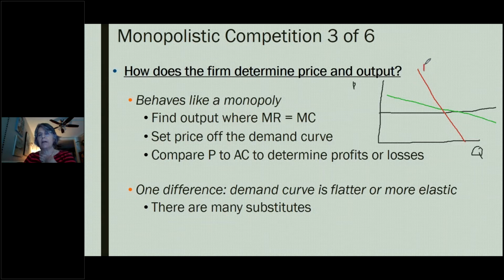This is monopoly. And this is monopolistic competition. Oligopoly's got a few special cases, so we won't draw that in there. But the main thing we're saying here is that the demand curve is flatter. It's more elastic because there's many substitutes. There's many substitutes, so it's very price sensitive.